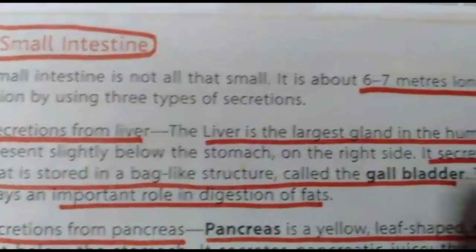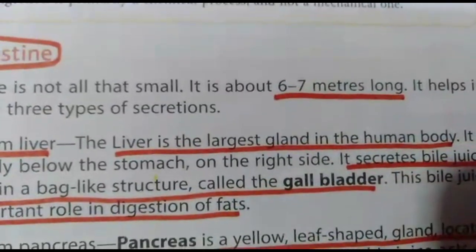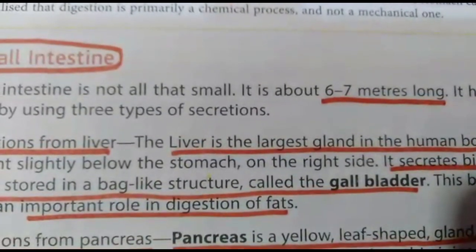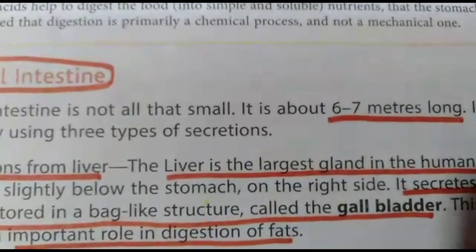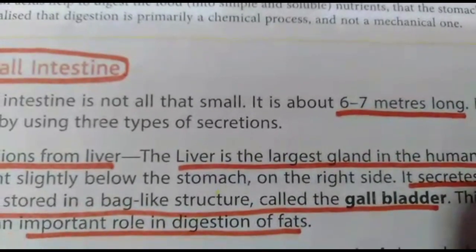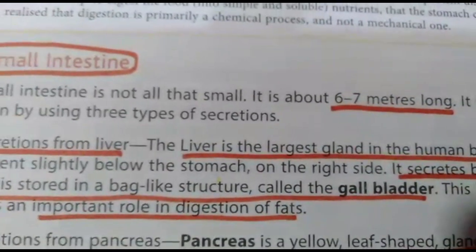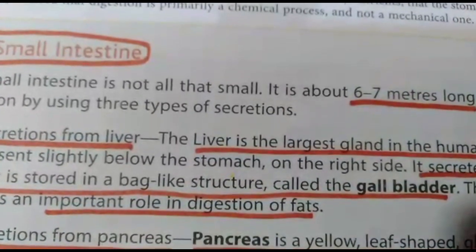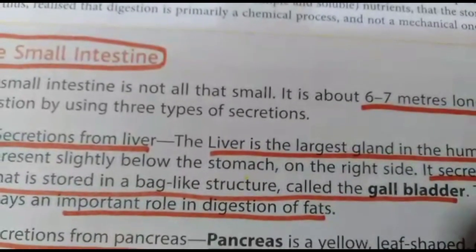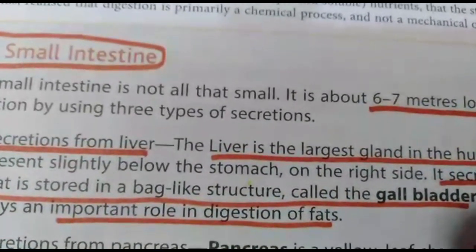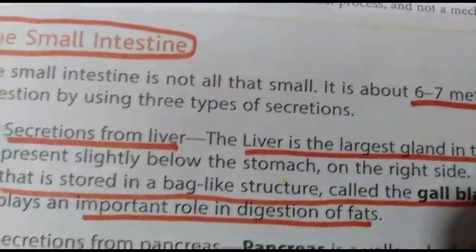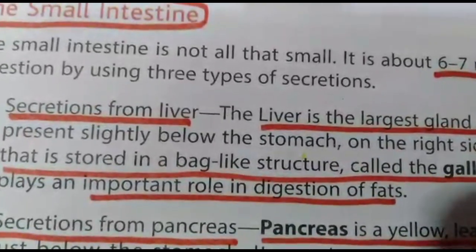The liver is the largest gland in the human body. Where is the liver located? The liver is located slightly below the stomach on the right side, and it secretes what? It secretes the bile juice, which is stored in a bag-like structure called the gallbladder. And what is the bile juice used for? Its important role is to digest fats.